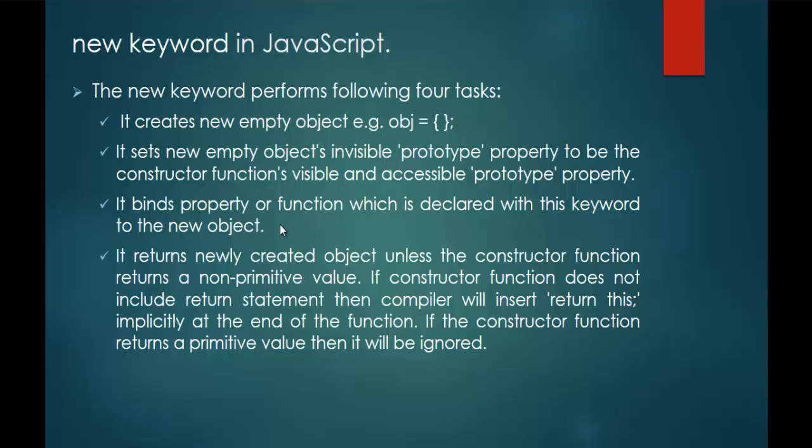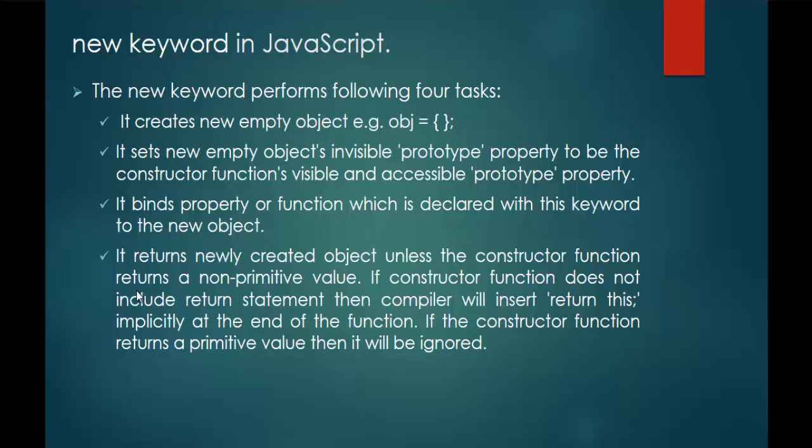In the third point, it binds the properties of the function which are declared with this keyword to the new object. Suppose in the function we have some properties specified with the this keyword. When I create an object, it binds those properties to the new object. That's the reason we can access all the properties of a function with the help of the object.